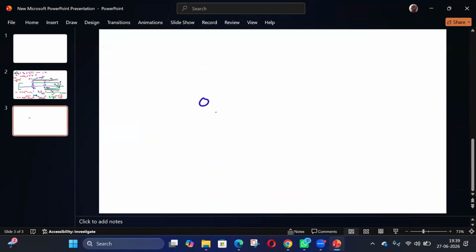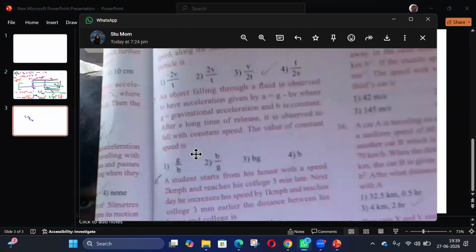So this is the object. Okay, so it's falling. So the force acting on this is the weight mg, and then the viscous force. What we have to find out is the constant speed. So when the speed is constant, acceleration is zero.